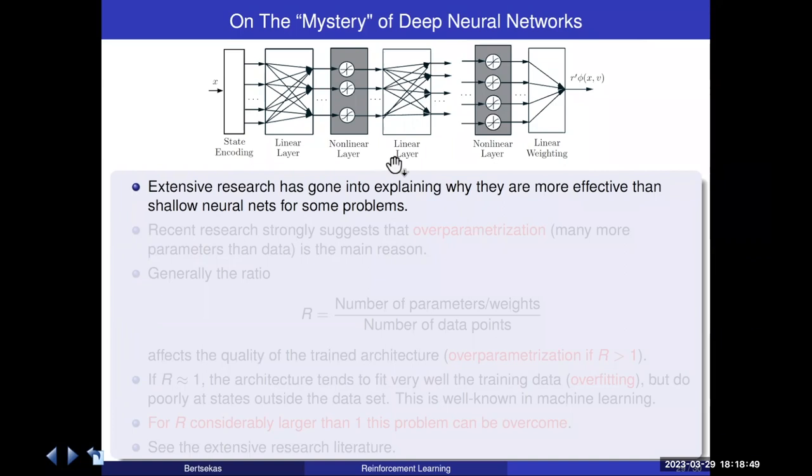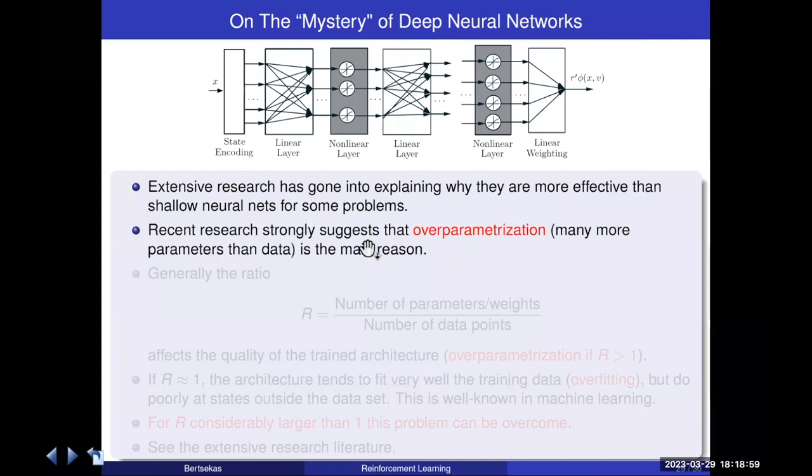So the recent research is converging in suggesting that it's over-parameterization that's the main reason why these deep neural networks work better. What do we mean by over-parameterization? A lot of parameters, as exemplified by deep neural networks. Lots of parameters, many more parameters than data points.